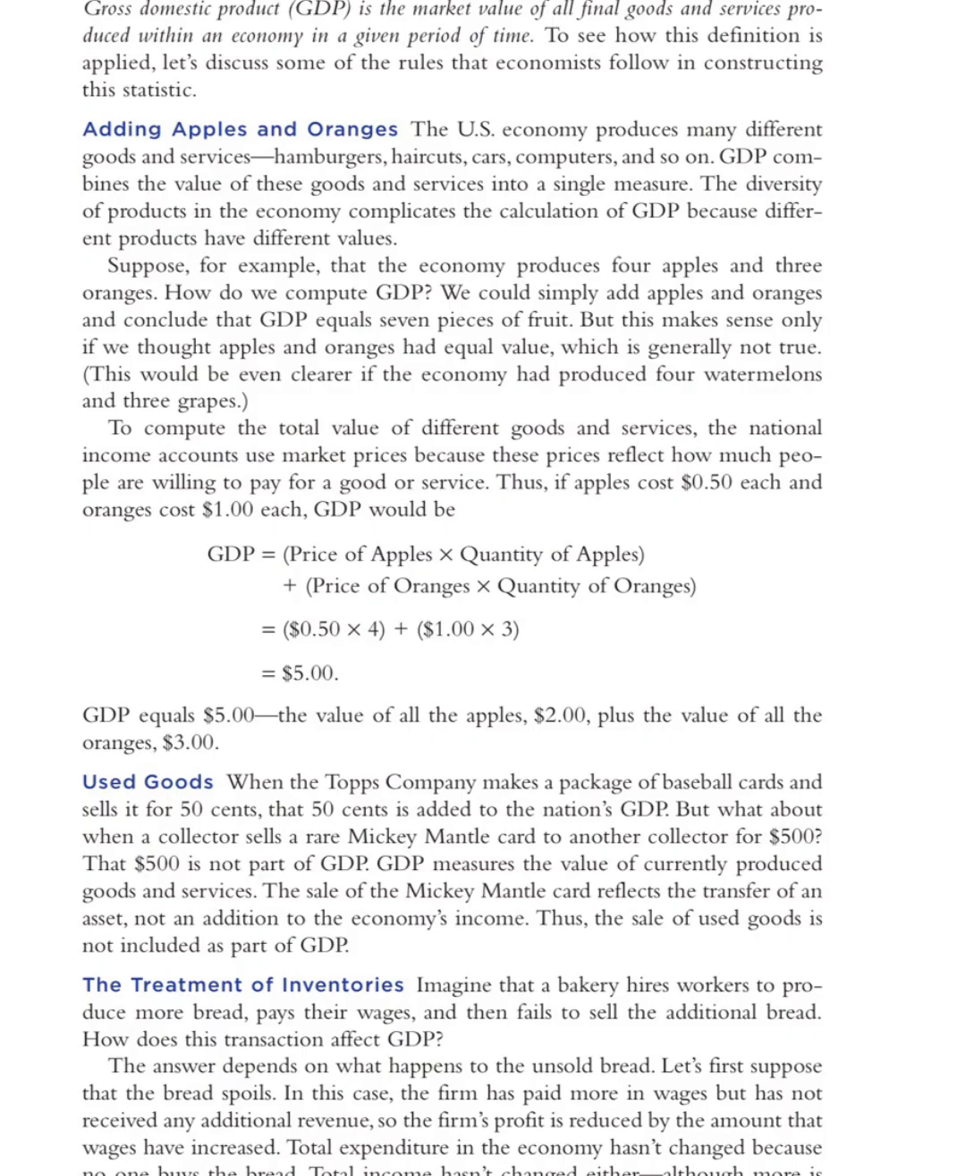So what about used goods? For example, a company makes a package of baseball cards and sells it for 50 cents. That 50 cents is added to the nation's GDP. But what about when a collector sells a rare Mickey Mantle card for $500? What we know is that this $500 is not part of GDP, because GDP measures the value of currently produced goods and services. The sale of this card reflects the transfer of an asset.